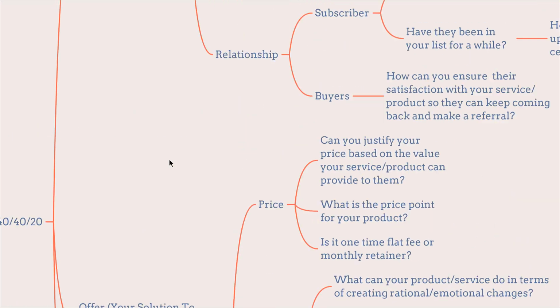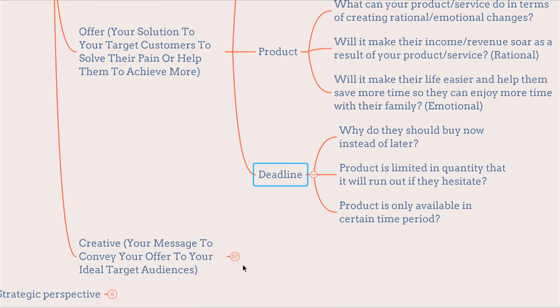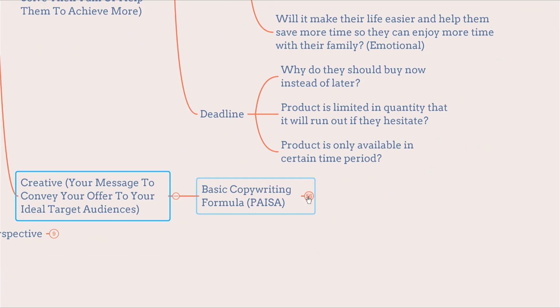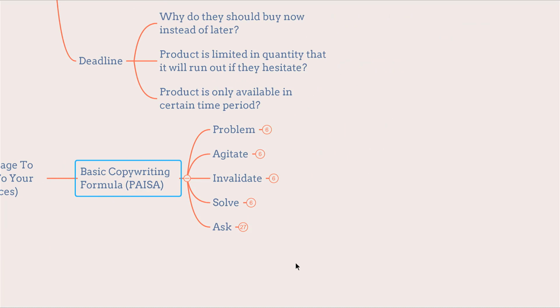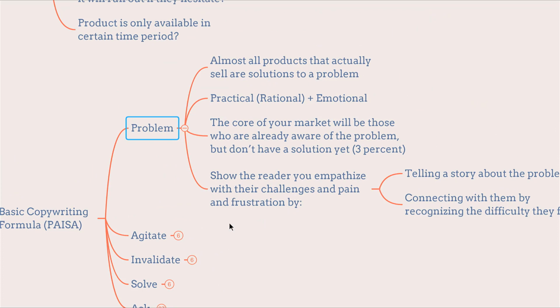Lastly, based on your target audience, which is your list, and your offer, you want to create the creative, which is your message to convey your offer to your ideal target customers. And when it comes to writing this creative, you can follow this PAIAS formula. It stands for problem, agitate, invalidate, solve, and ask. This is very extensive, and let's briefly go over each of these components. Problem is when almost all products that actually sell are solutions to a problem.